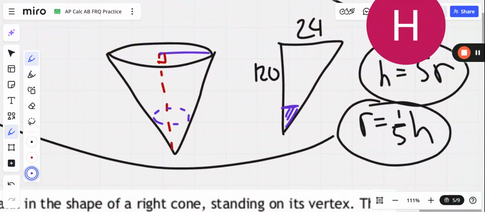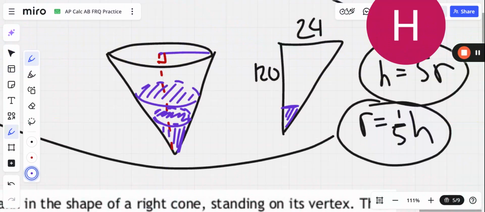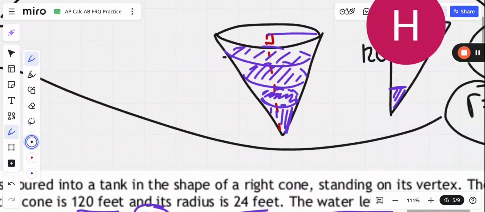It's kind of hard to tell from this side view, so let me use my three-dimensional view. As we fill up the water, let's say the water level's here for now. As I fill up the water, notice that the surface of the top is going to become a larger circle as it fills up, because the cone goes outward as it goes up, right? So the question is, how fast is the area of that circle changing?